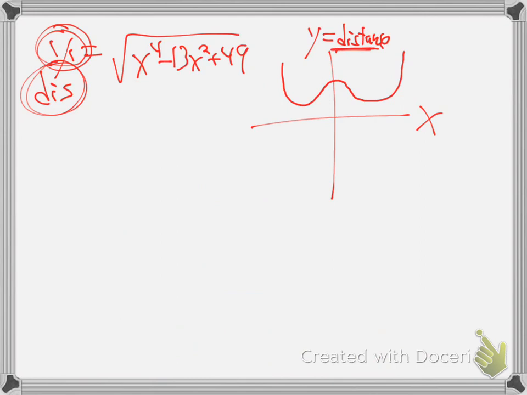So what are we trying to find? Minimum distance. Minimum Y, because distance is Y. Where's the minimum Y? Right here, and then there's another one right here. Just find the positive one. Just find that one. That's going to be minimum distance. That's going to be the point.